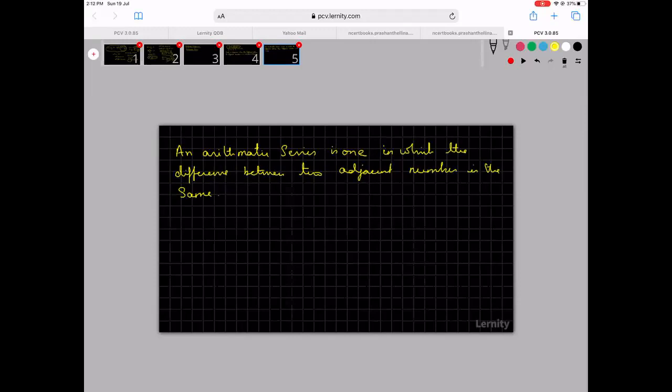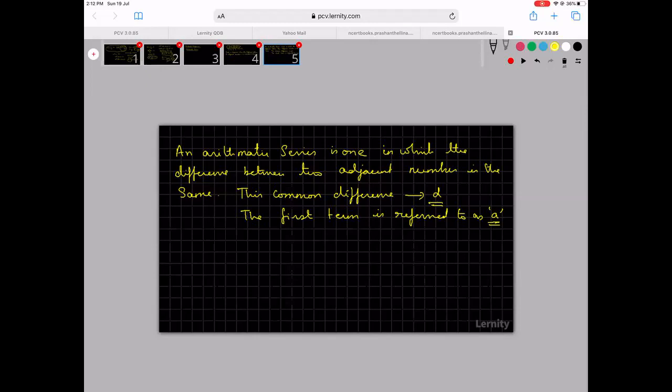Okay, now this common difference is usually referred to as D, and the first term is referred to as A. That common difference is called D, and the first term is referred to as A.